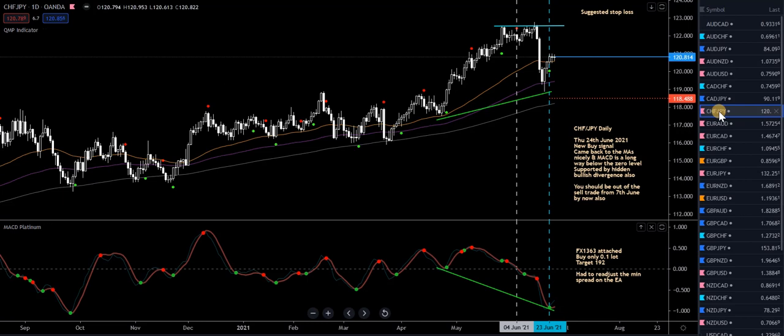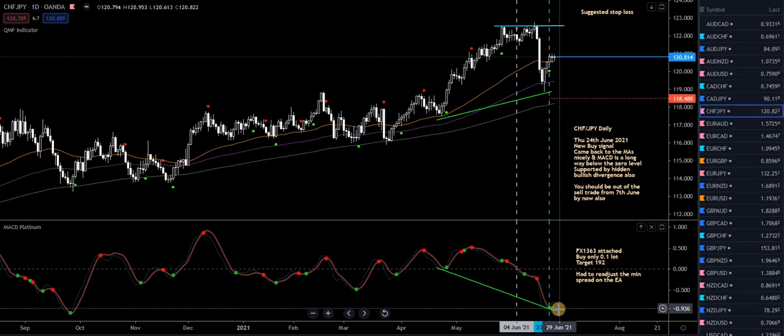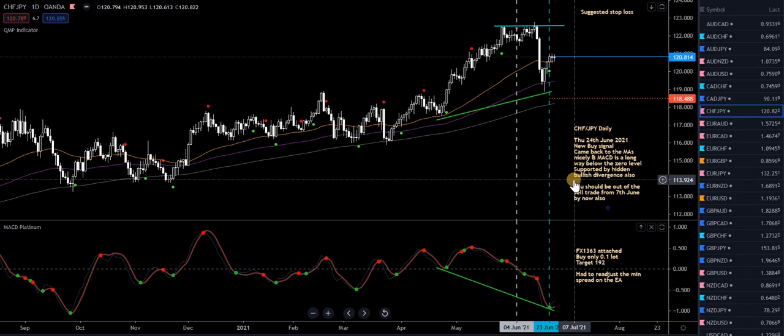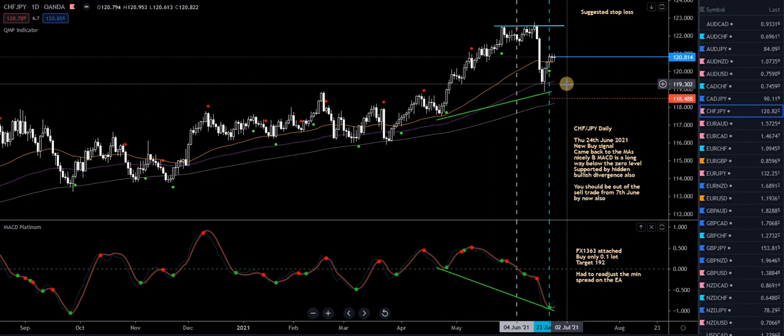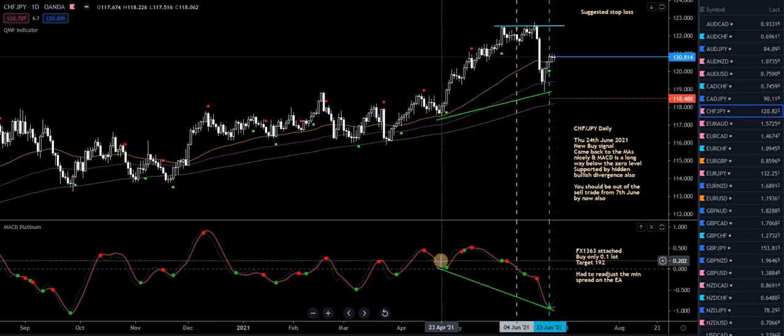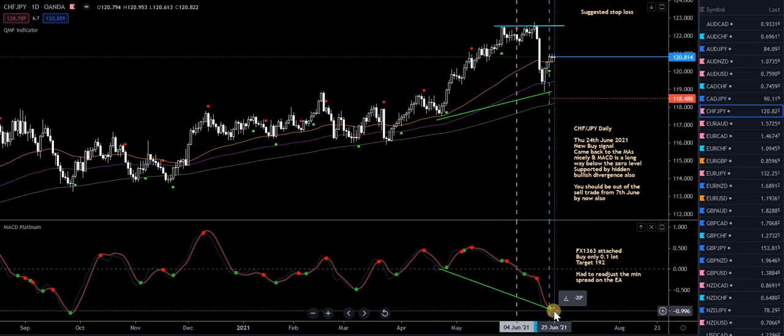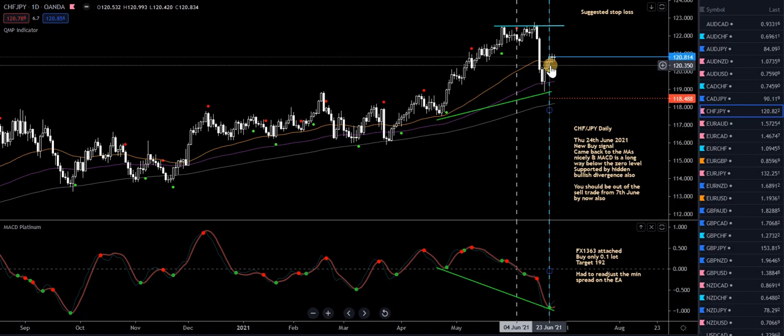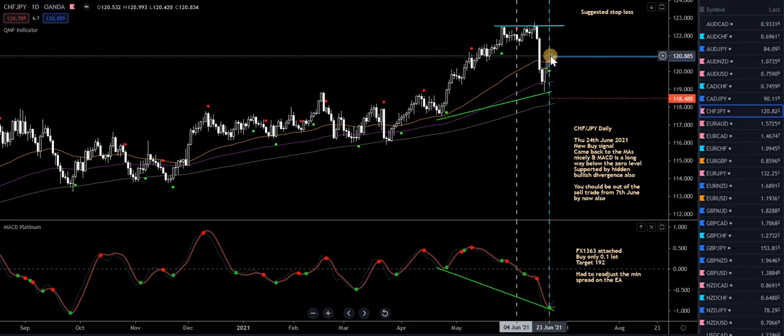What's this? Swiss franc, Japanese yen. Also got an EA attached to this. This is a good one. I like this hidden bullish divergence. See there, higher lows on price and lower lows on the MACD Platinum, which is an oscillator. So there's a nice hidden bullish divergence there.